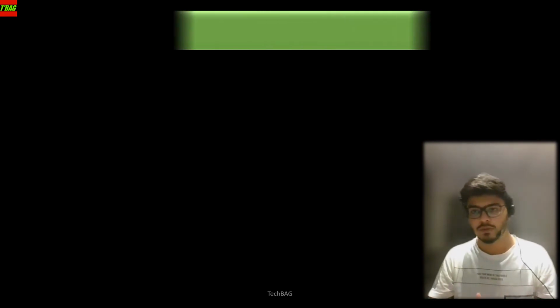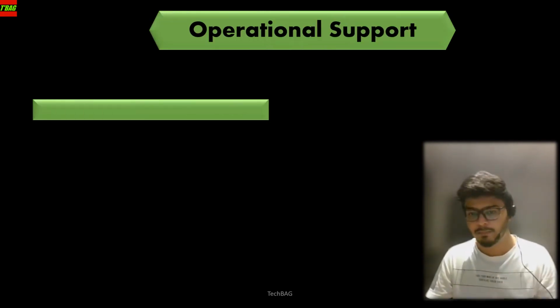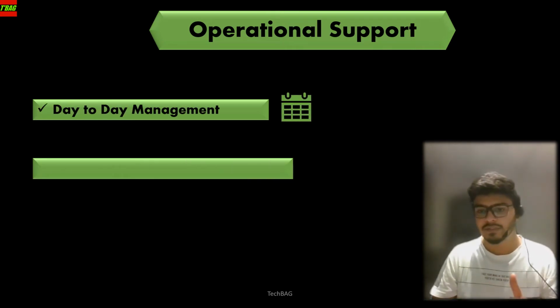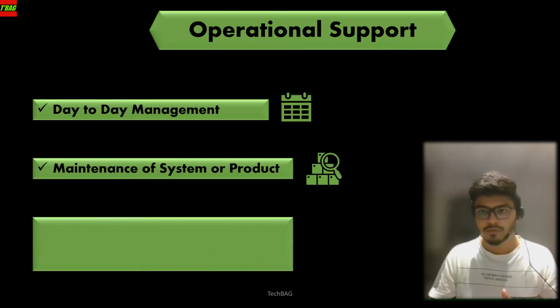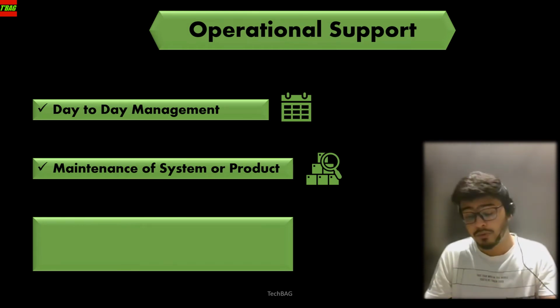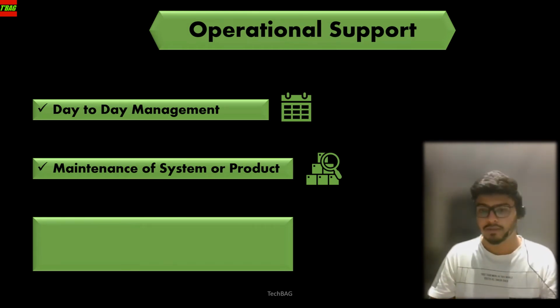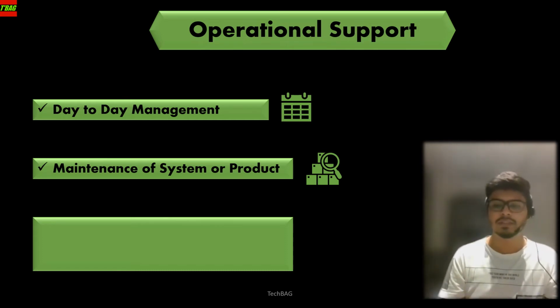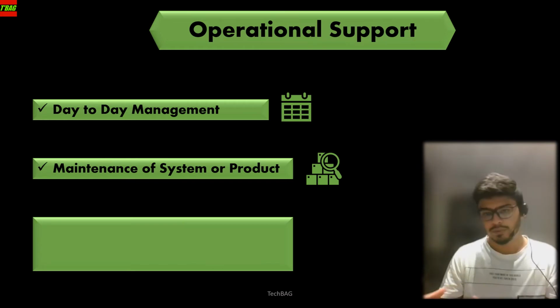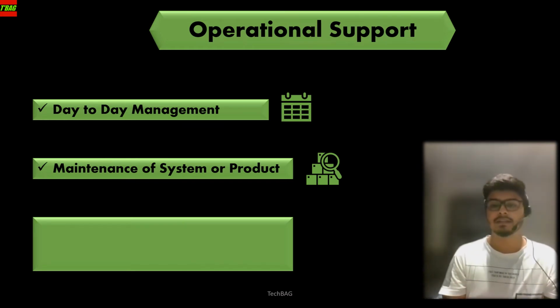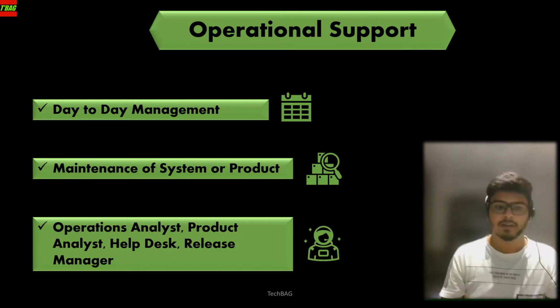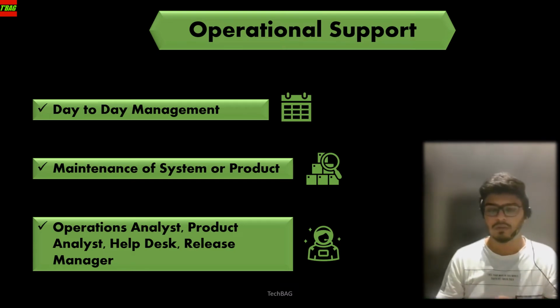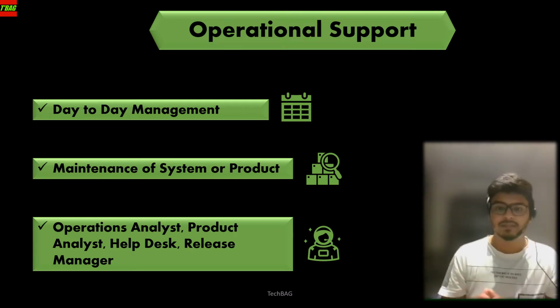Moving to the next stakeholder, the operations support stakeholder, who deals with day-to-day management and also does maintenance of a system or a product. So the one who deals with day-to-day activities is under operations, and also works with maintenance of a system or a product. So these all come under operations support. Some of the roles that operations support would include are operations analyst, product analyst, help desk, and release manager. They all come under operations support. Why would a business analyst approach them?